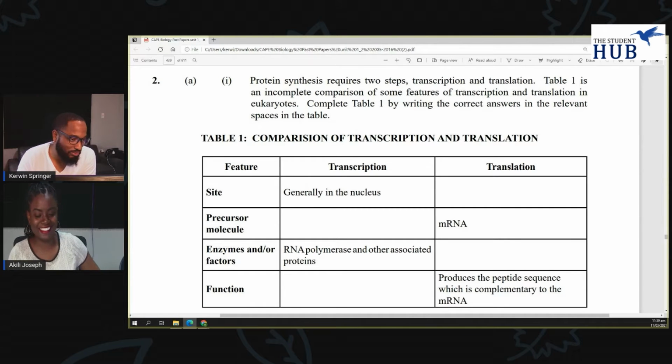So I brought the teacher from the Student Hub, Akili Joseph. The question that we are doing today is the May-June 2014 paper, question 2.